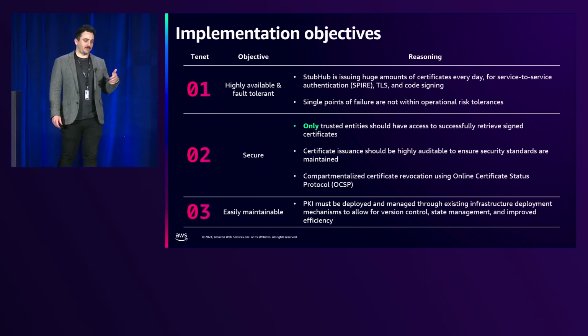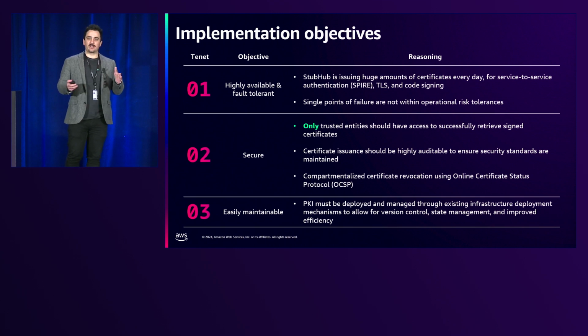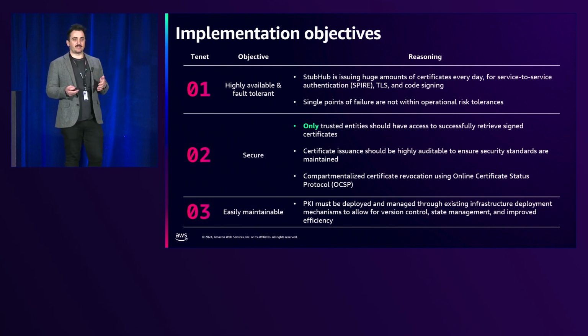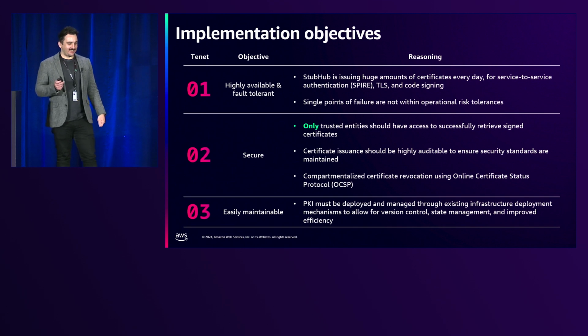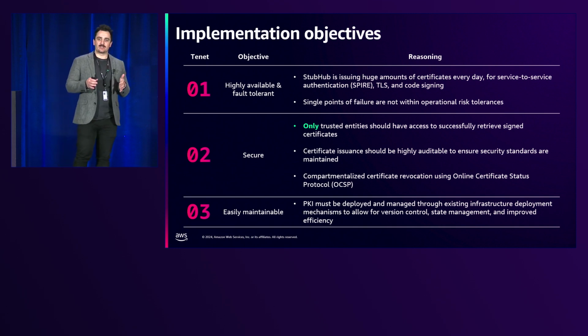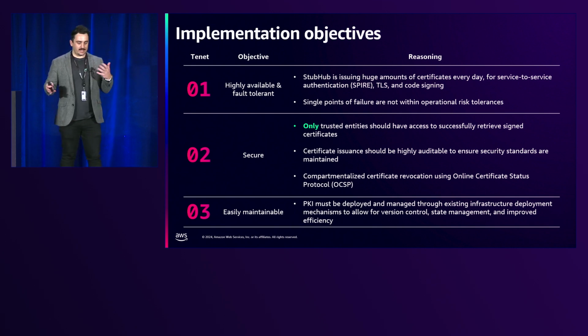And so from the high availability and fault tolerance perspective, like I alluded to, right, we're minting tons of certificates every day. So we want to make sure that we do not have a single point of failure. Otherwise, I would be the single point of failure in that scenario. And from the security perspective, right, we only want to ensure that trusted entities that should have access to request certificates or to conduct administrative activities against our internal PKI could. So no unauthorized access or anything like that.